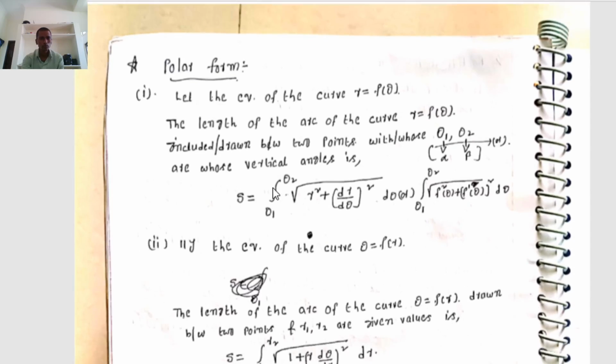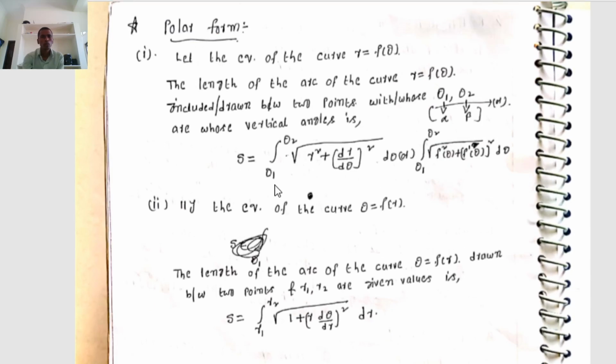Okay. Next one, polar form. Polar form means the equation of the curve is in the form of r equal to f of theta or theta equal to f of r. First one, r equal to f of theta. Therefore the length of the arc of the curve r equal to f of theta between 2 points with theta limits theta 1 comma theta 2, or whose vertical angles, that is theta limits.